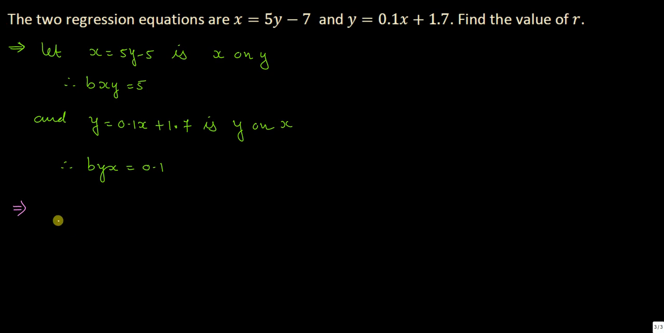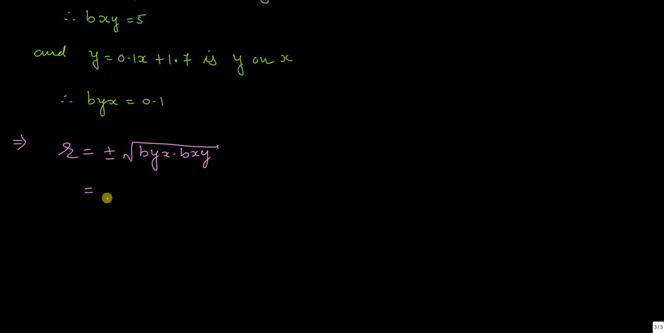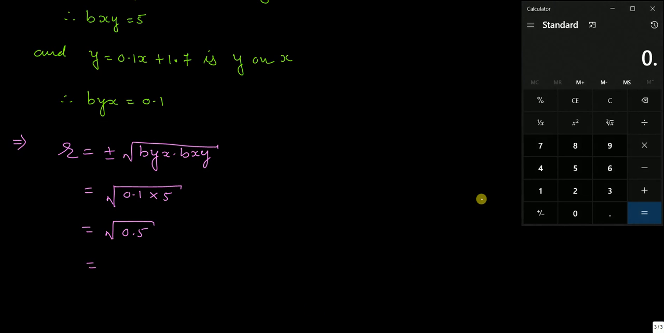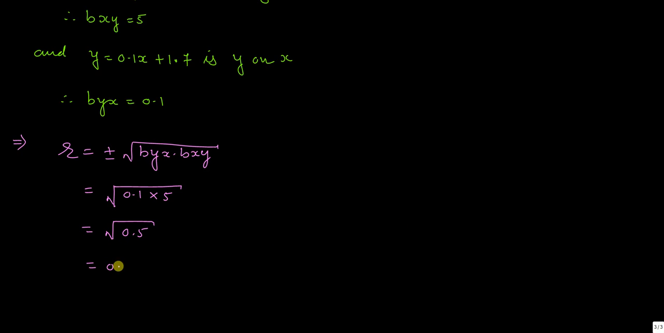Find out r. r is equal to plus or minus under root of byx into bxy. Now put down the plus sign because both are positive. Under root of 5 into byx, which is 0.1, so it is equal to under root of 0.5. What is the under root of 0.5? It is 0.71. So our answer is r equal to 0.71.